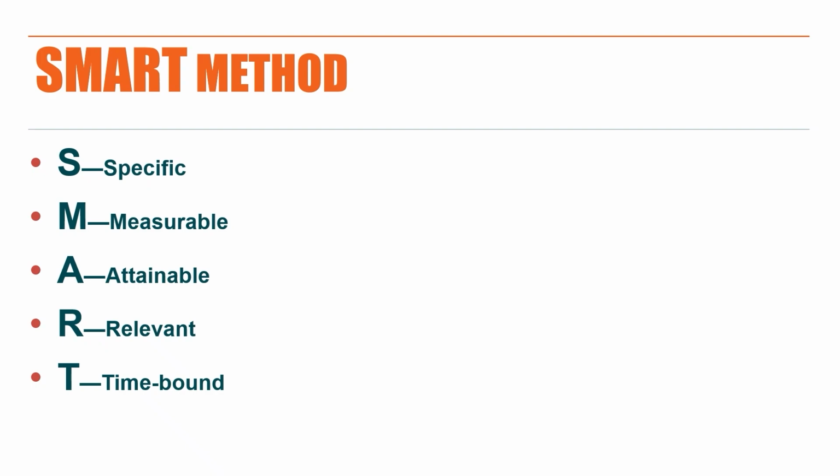SMART is an acronym that stands for specific, measurable, attainable, relevant, and time-bound. This framework helps ensure that objectives are clearly defined, measurable through data, realistic for the unit to achieve, aligned with the unit's mission, and associated with a specific time frame. Using the SMART method helps units write objectives that are focused, meaningful, and accessible.